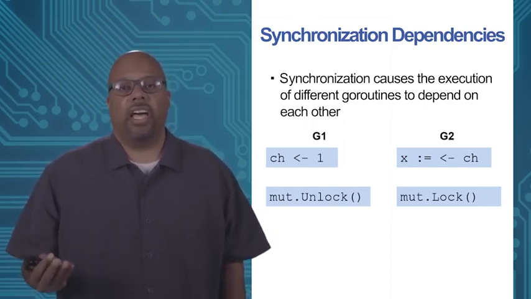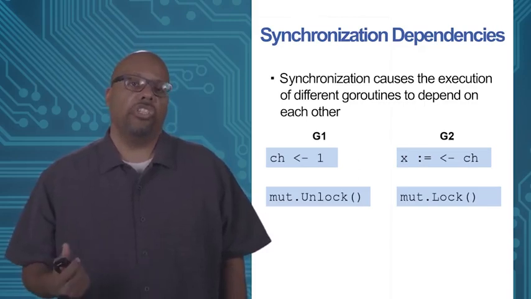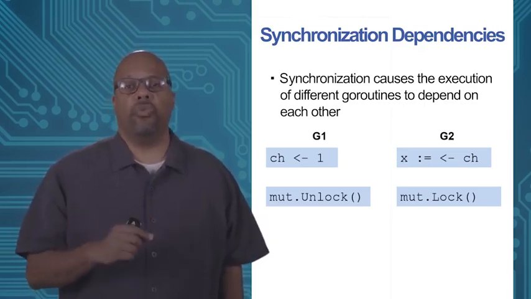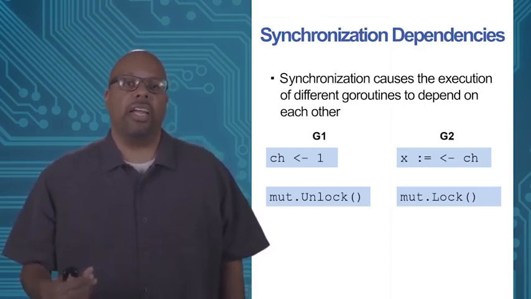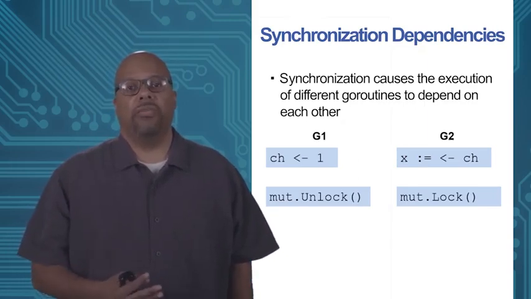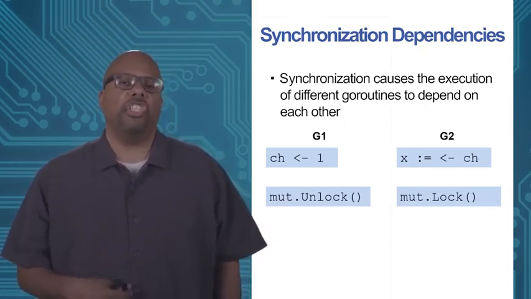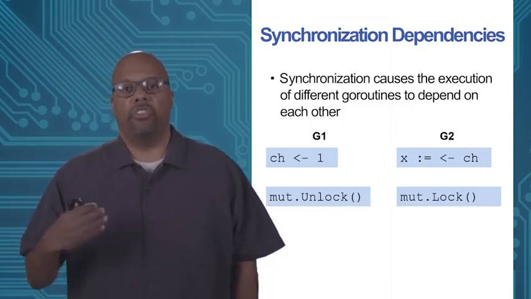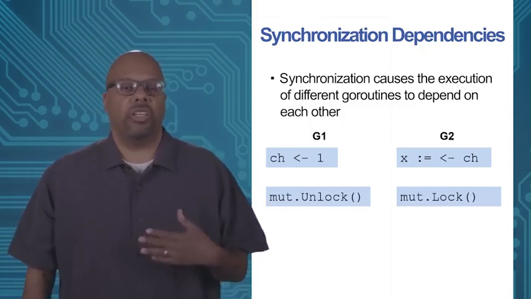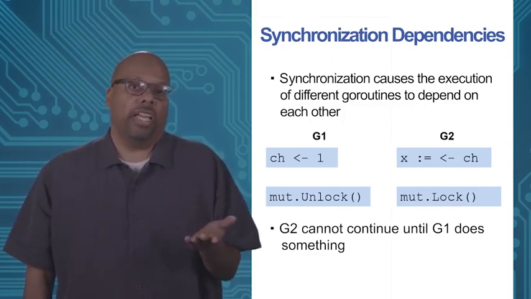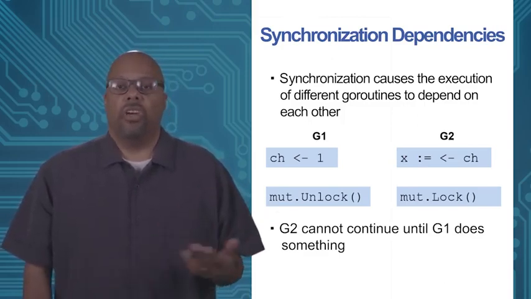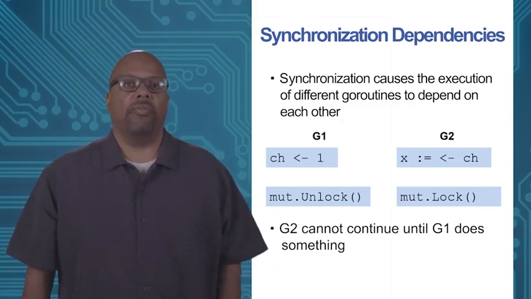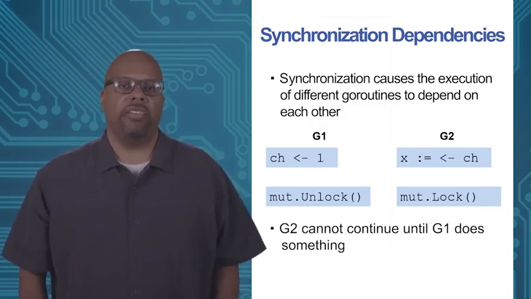G2 can't get the lock until G1 unlocks, right? So G2, again, its execution is dependent on G1. G2 can't continue past that lock until G1 gives up the lock. So in both cases, you get G2's execution depending on G1's execution. So G2 can't continue until G1 does something. In one case, it's writing to a channel. The other case is it's unlocking a mutex, but either way, synchronization causes these dependencies, these blocking dependencies.